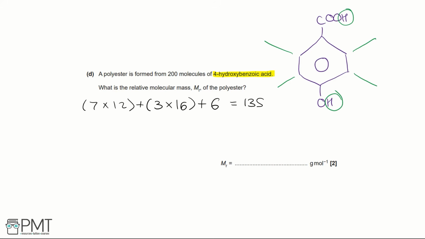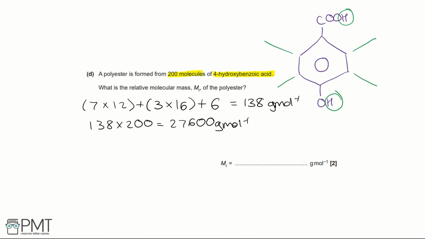That equals 138 grams per mole. Next, we need to note that we're forming 200 molecules. So we would do 138 multiplied by 200. That equals 27,600 grams per mole. But we're working out the relative molecular mass of the polyester.